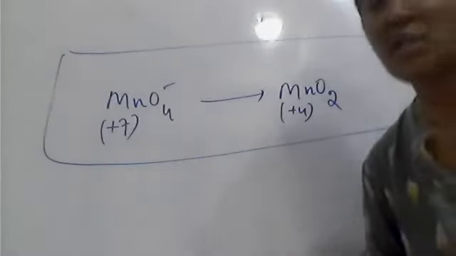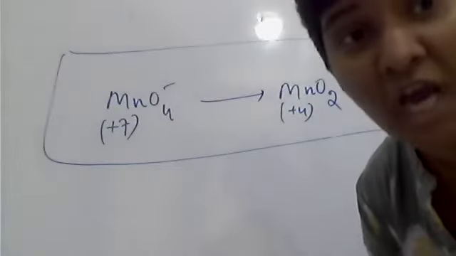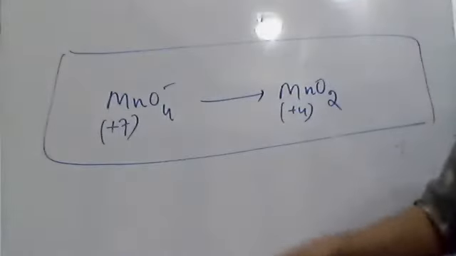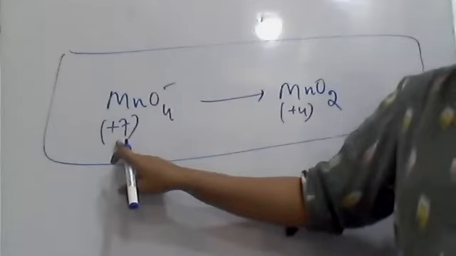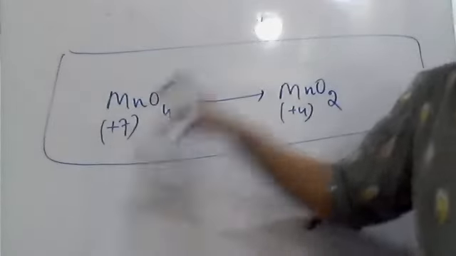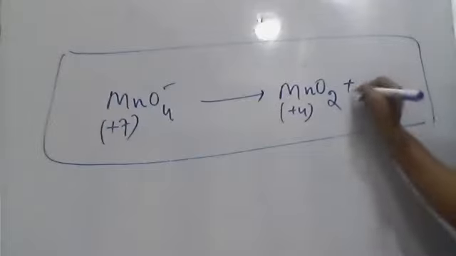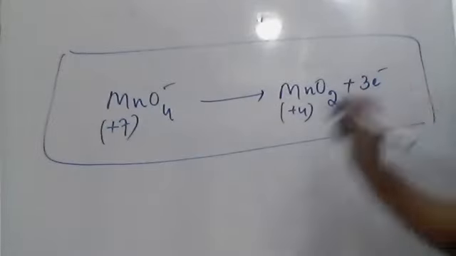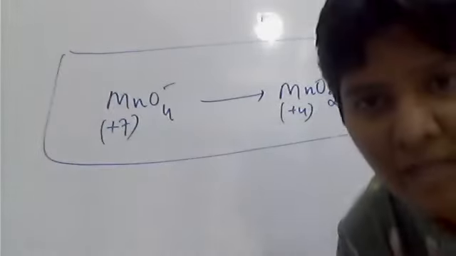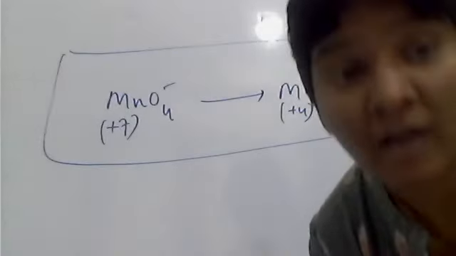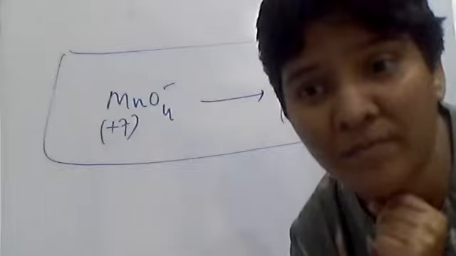Next you have to balance the charge and oxidants. Now please tell me, what is the charge here? Plus 7 is more positive, and this plus 4 is less charge. So by adding 3 electrons, the charge is balanced. Yes or not? By adding 3 electrons, charge is balanced. Is that clear? Then what about the oxygens, madam? Right?